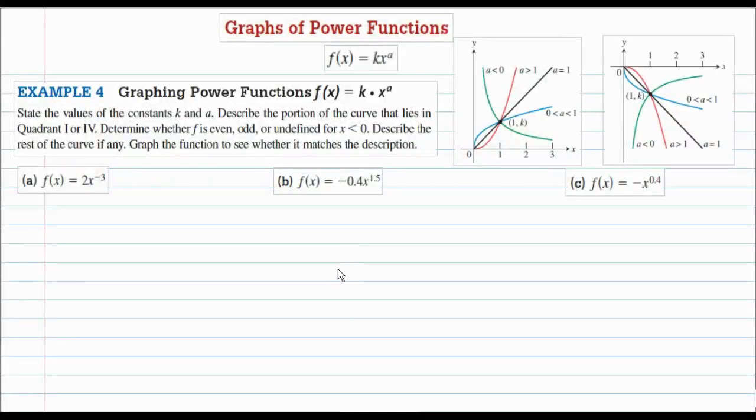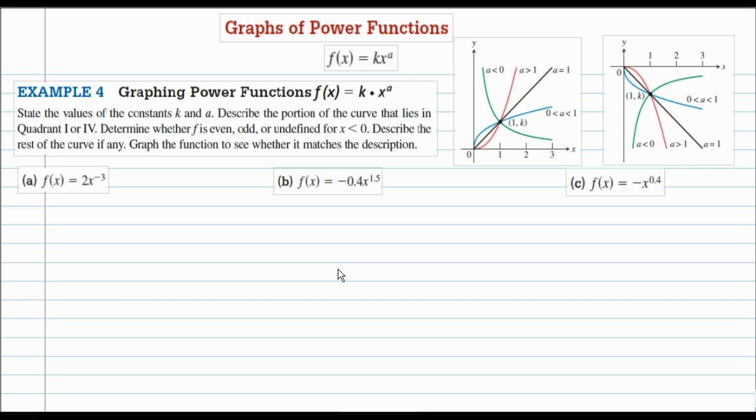This is the screencast for section 2.2, example 4. We are now going to graph some power functions. Monomial functions were pretty easy to graph because they were just x to the first, x squared, x cubed, x to the fourth, etc. Power functions get a little bit trickier.